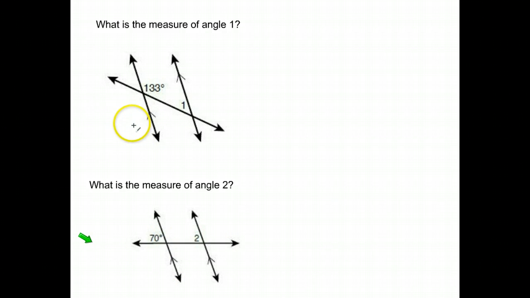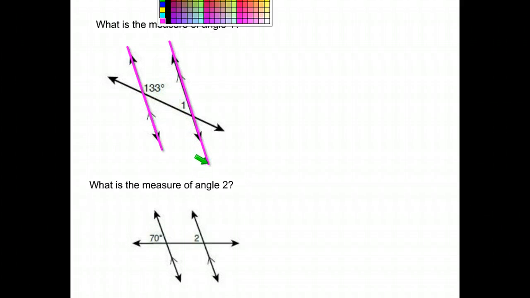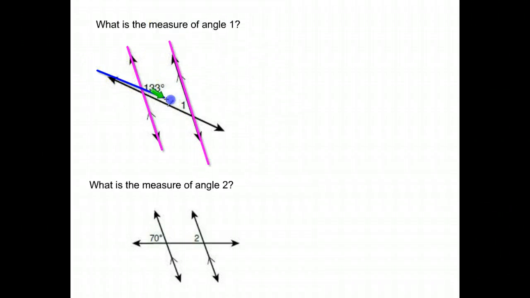Hey, let's try a couple of others just to practice those. What's the measure of angle 1 going to be? So again, make sure you keep your theorem straight. A lot of angle pairs are congruent, but there's one type that was supplementary. So what type do we have?